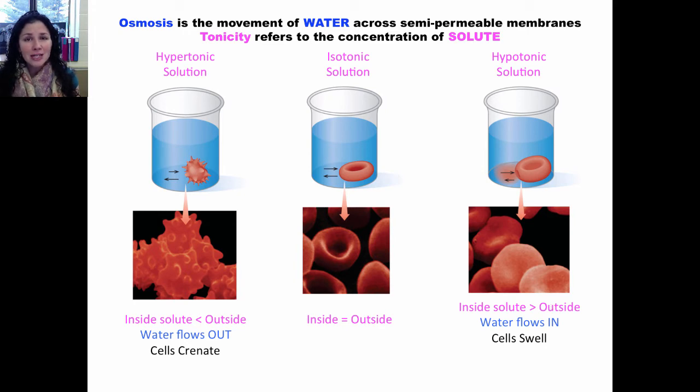Depending on the actual tonicity of the solution, the red blood cells could either swell or they could break or burst. And this is called cell lysis, when cells break down.